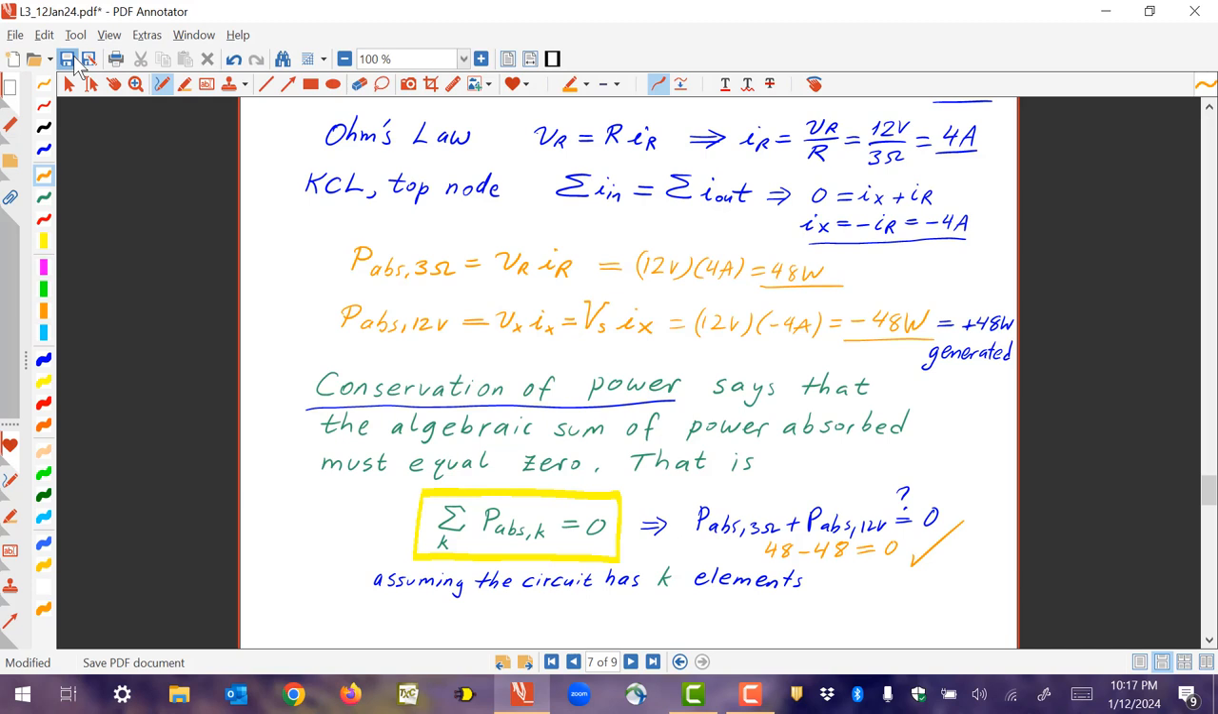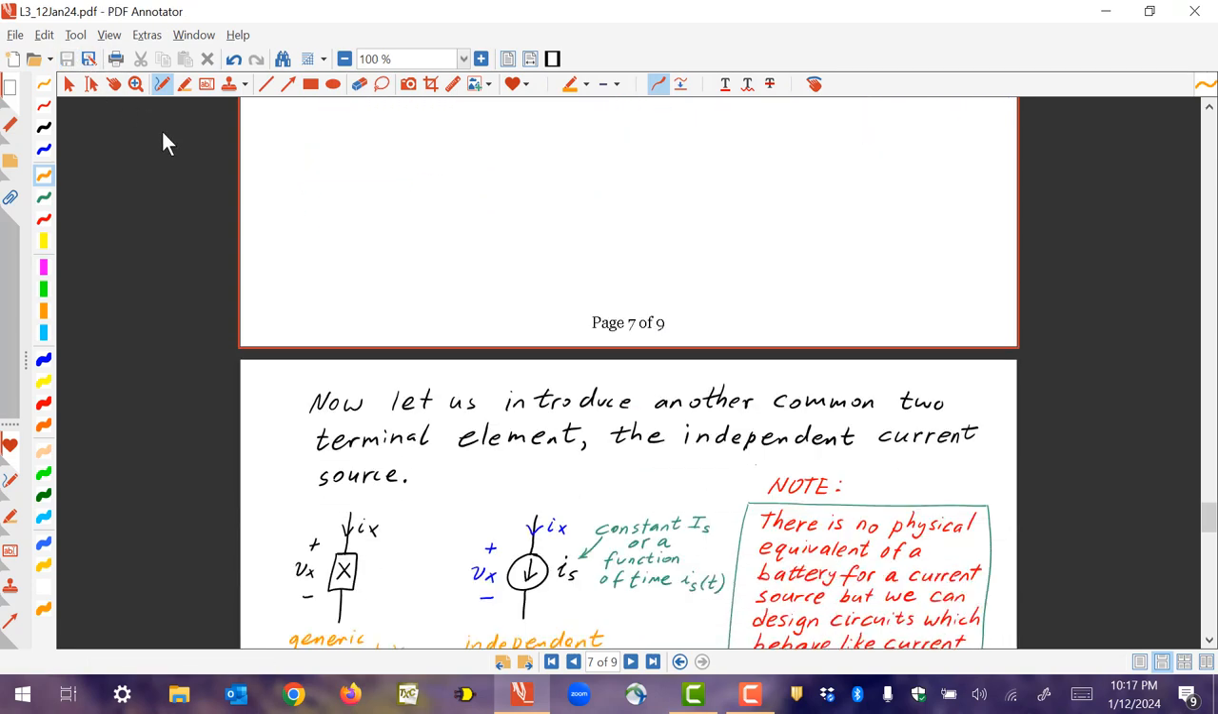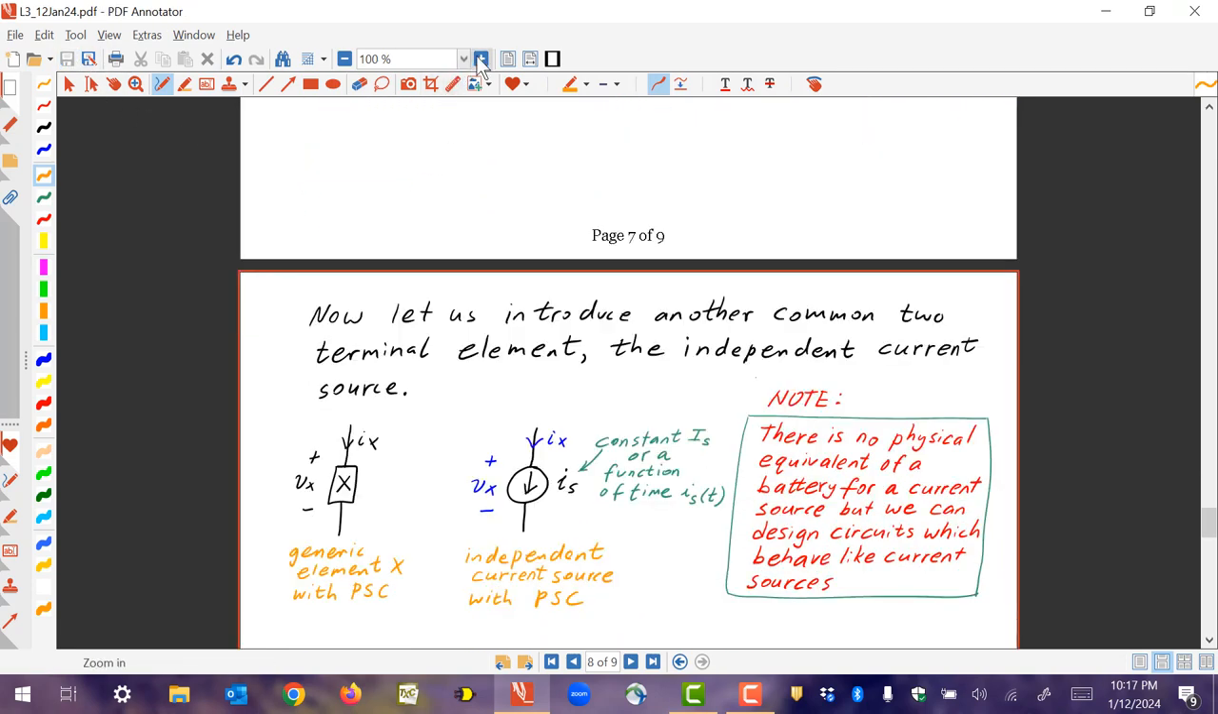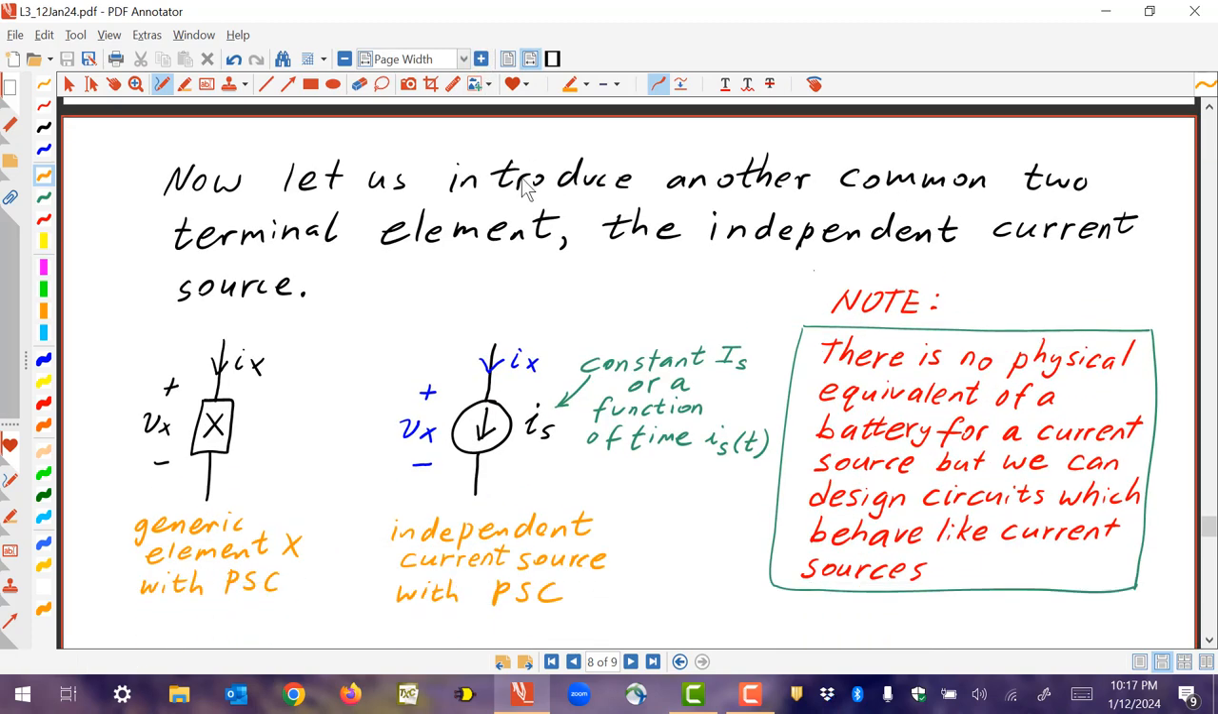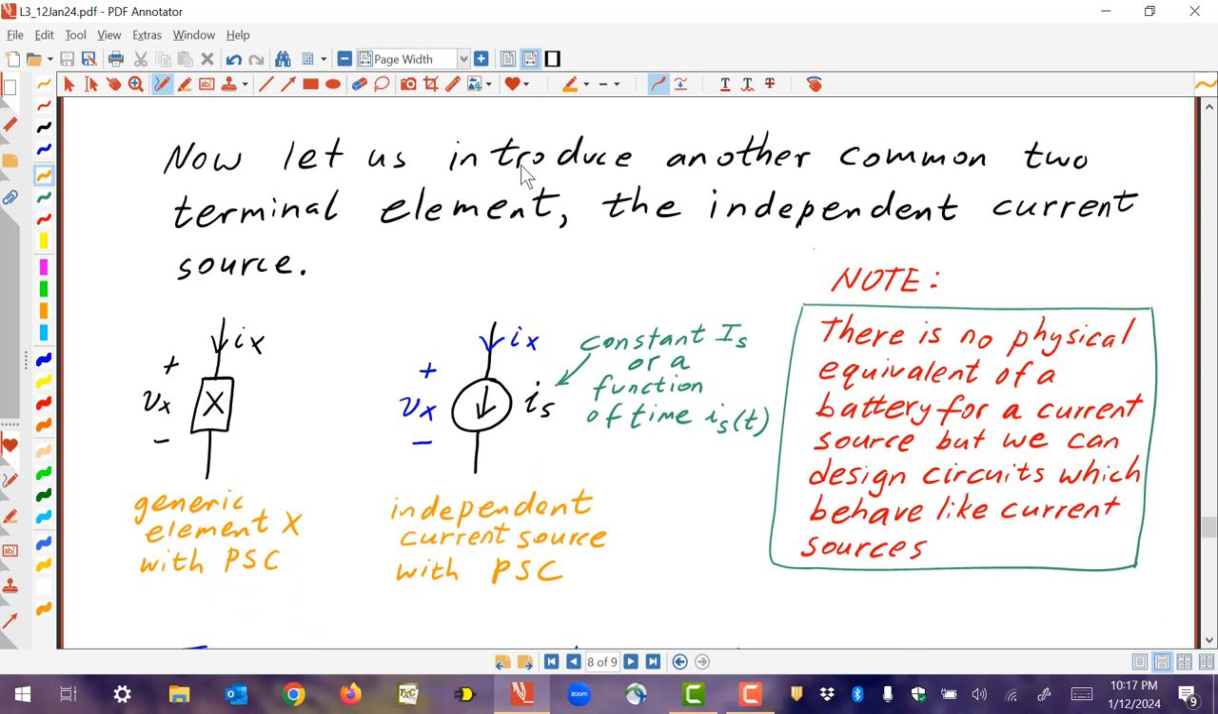So let's go on to another element. Wait until this is saving right now. We'll move on. Here we go. Now, what is that element? That element is what's called an independent current source. Again, it's another example of an element that fits into this VX IX business.